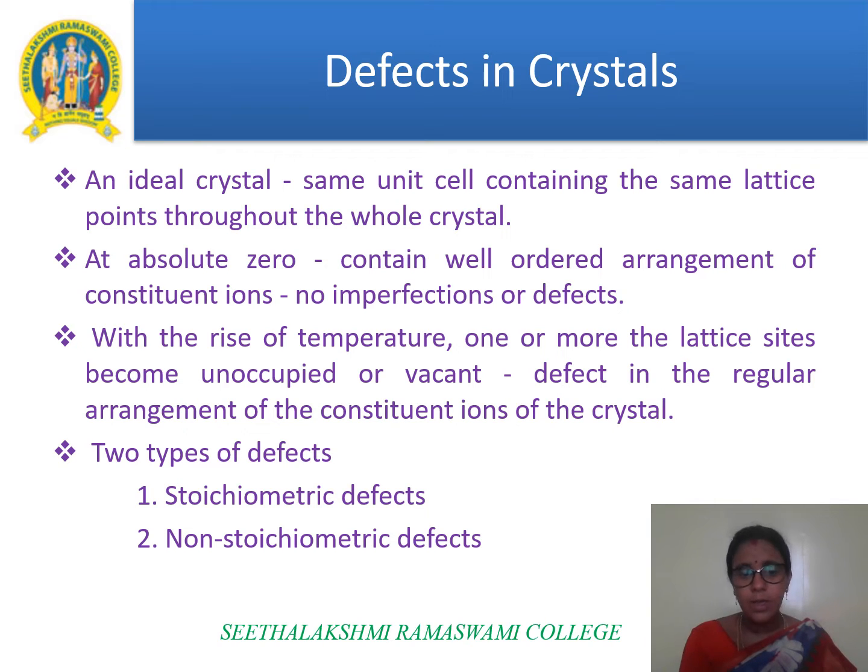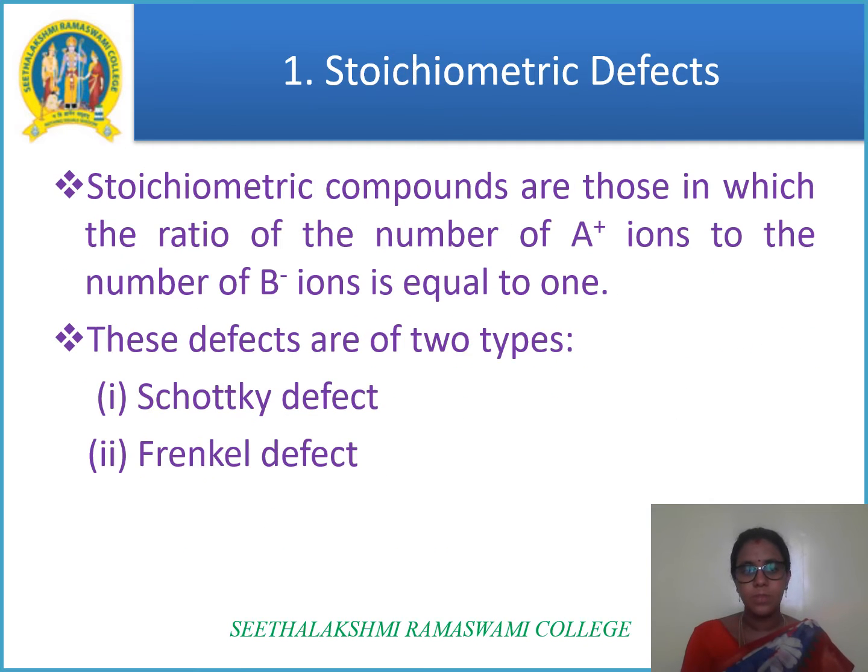On the basis of the above discussion, we conclude that two types of defects arise. One is stoichiometric defects, another is non-stoichiometric defects. Stoichiometric compounds are those in which the ratio of the number of cations to the number of anions is equal to 1. That is, the number of cations is equal to the number of anions. These defects are further classified into two types. One is Schottky defect, another is Frenkel defect.